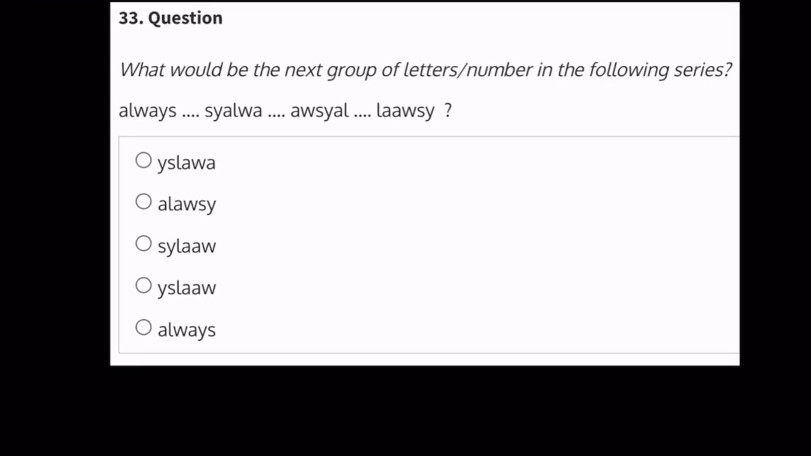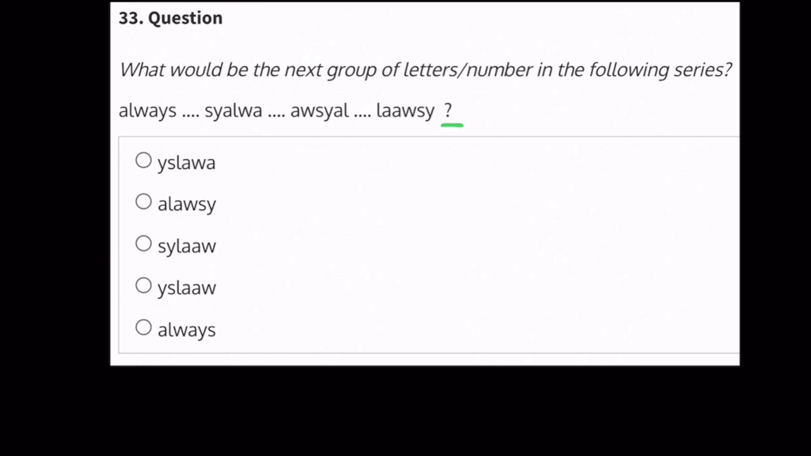What would be the next group of letters or numbers in the following series? And then we have 4 elements here, and we need to detect a pattern among these elements to predict our next in series. Now, we may not be able to understand the total complete pattern here, but if we just understand how parts of each element are moving as we go across, this can help us get to our correct answer more quickly and more accurately.